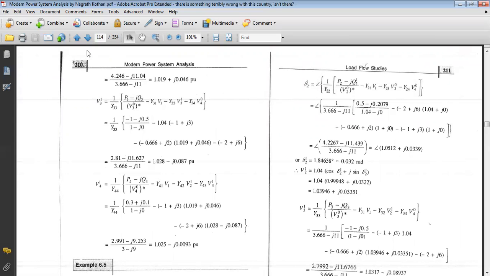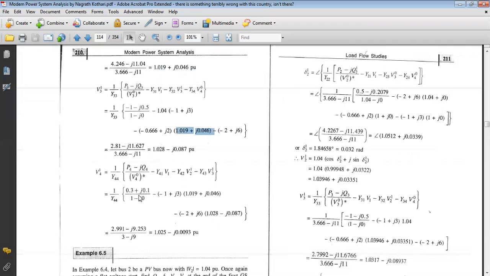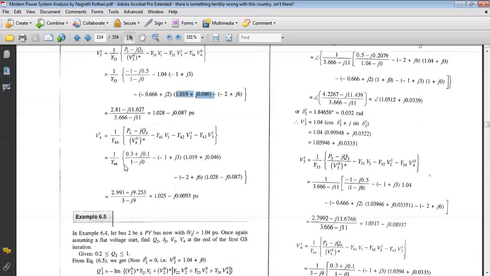For bus 2, the voltage V2, here that should be V2 actually, the first iteration value of V2 is 1.019 plus j0.046. So we have to put down the first iteration value of V2, and similarly for V4 also. So this is the solution of this particular mathematical problem.